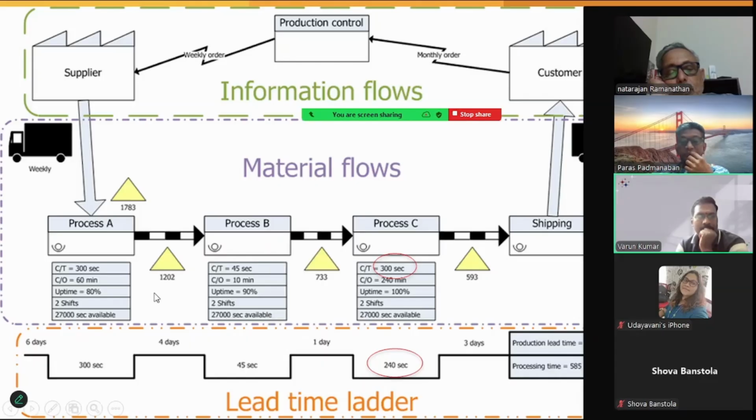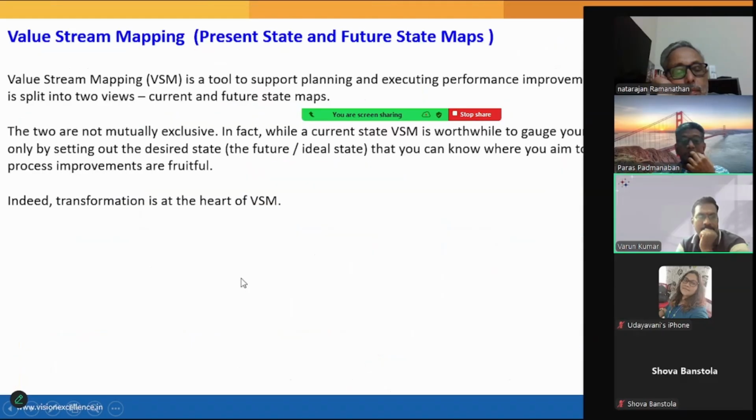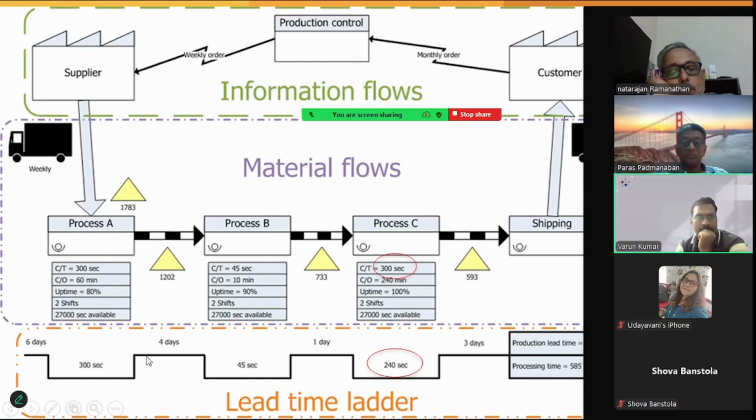Okay. So now, my dear friends, can you see what this lead time ladder means? Can you see this lead time ladder? Yes. So this inventory before even the process starts, there is 6 days of inventory. Let us try and understand on the basis of the throughput time calculations that we did yesterday. So one piece spends 6 days in the inventory here.